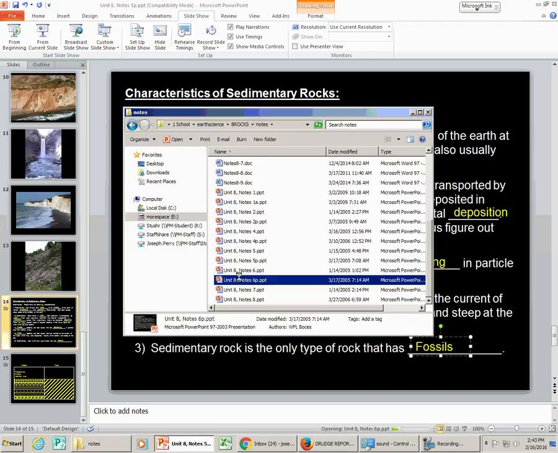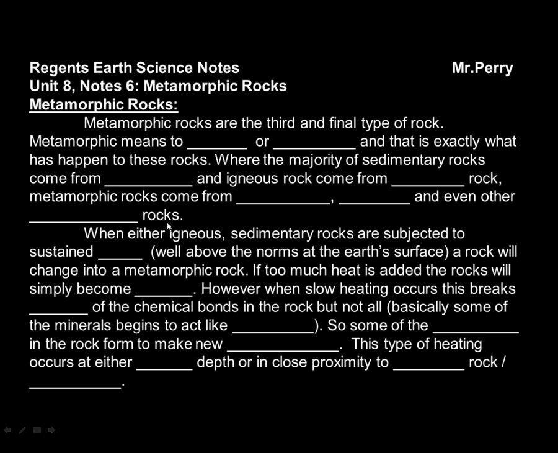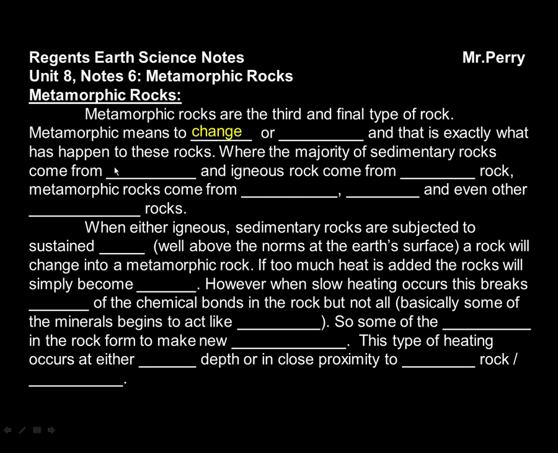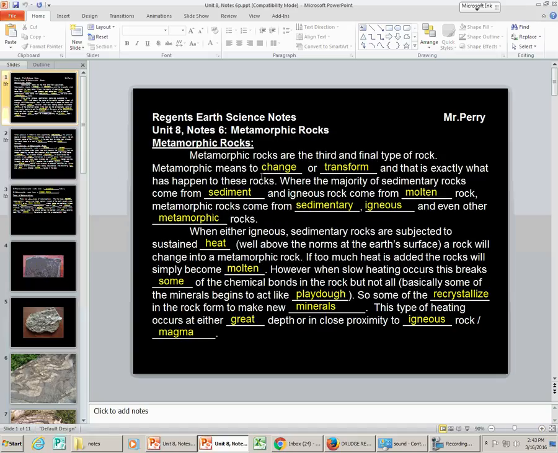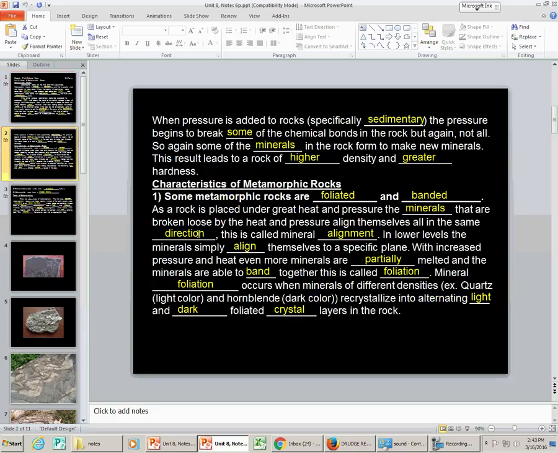Then we have metamorphic rock. Metamorphic rock is what you learned about yesterday in class, Mr. Ward, okay? And we'll zoom into it this way. They're rocks that come from other rocks, either from sediment or from molten rock, and even other metamorphic rocks, okay? Heat and pressure, heat and pressure will make them recrystallize to heavier objects, okay? More dense objects, okay?